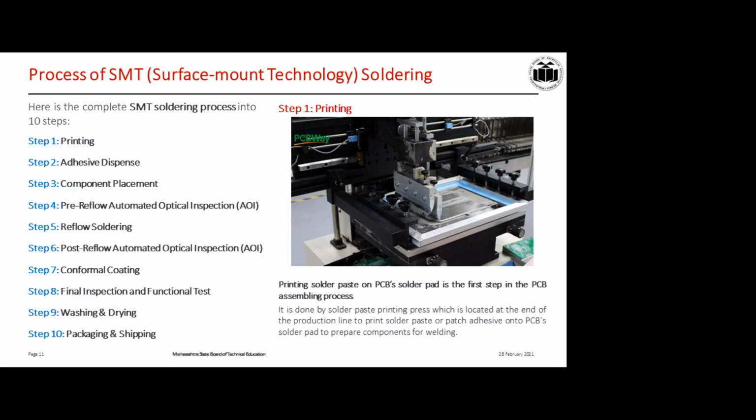Now here are the 10 steps for SMT, surface mount technology, along with pictures so that the idea will be very clear: how the machine looks and how the process is done. The first step is printing. Printing is basically used to print the solder paste on the PCB solder pads. This is the first step in the PCB assembly process.